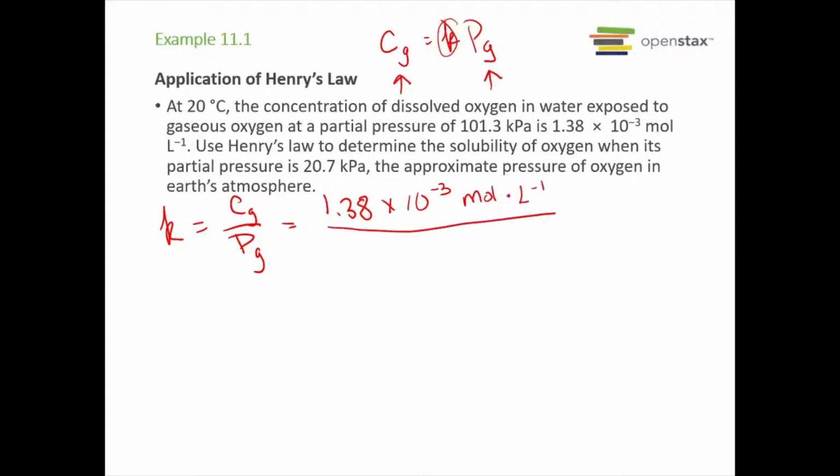Okay, divided by the pressure, 101.3 kilopascals. As long as we are being consistent with our units, this is fine. We don't have to change them to regular pascals. So this gives us a K value of 1.36 times 10 to the negative fifth. And with some kind of interesting units here, we have moles per liter per kilopascal.